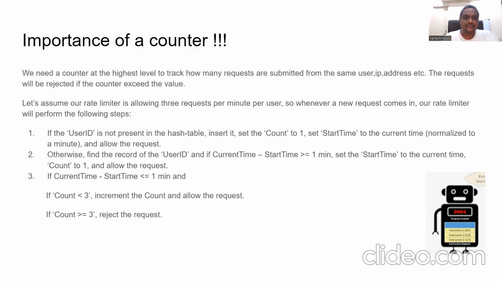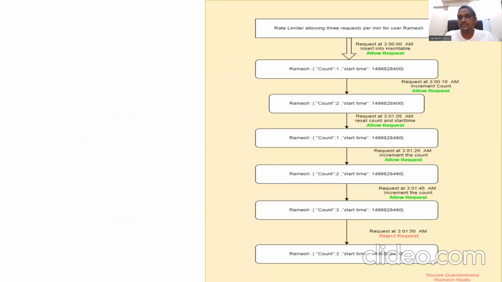In case the difference between the current time and the start time is less than 1 minute, and the counter is already 3, we are allowing only 3 requests per minute. If it is less than 3, it will allow the request. If it is greater than 3, it rejects the request. So the entire logic depends on this counter. This is how I'm just trying to give you the flow.